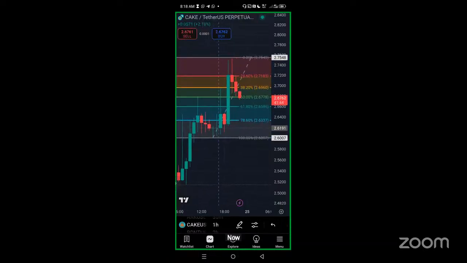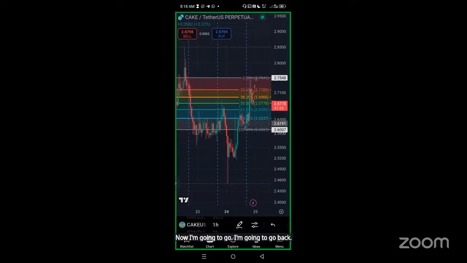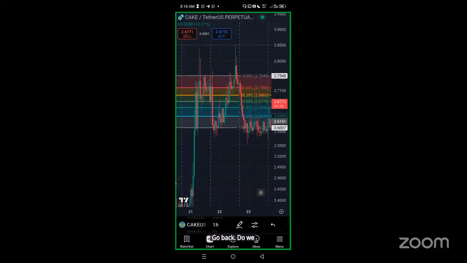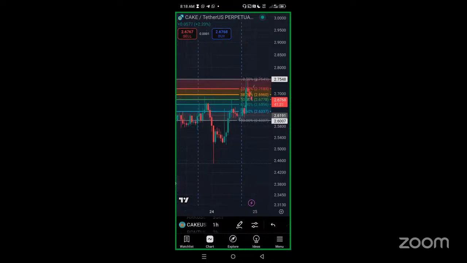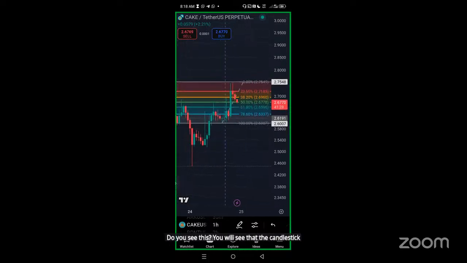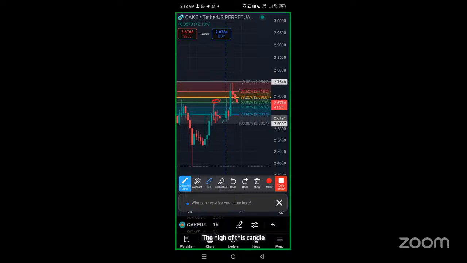Now I'm going to go back. Do we see this? Do we see that the candlestick is actually touching on them? Let me begin from this point. You see here, the high of this candle touched on the 50% Fib level, and then it touched there before pulling back to this lower fib level, right? Do we see that?